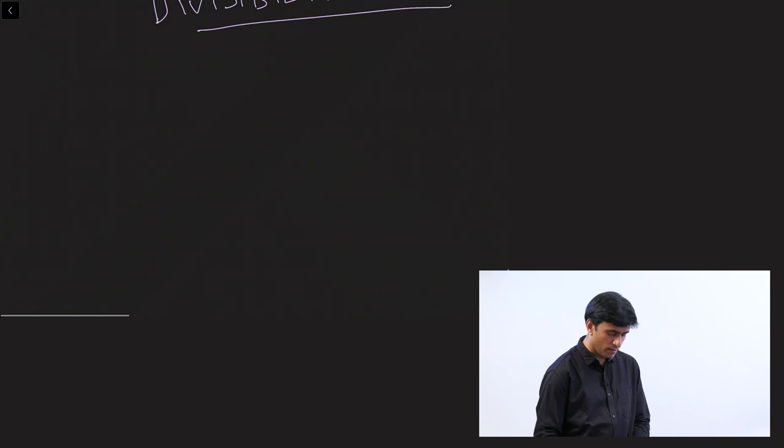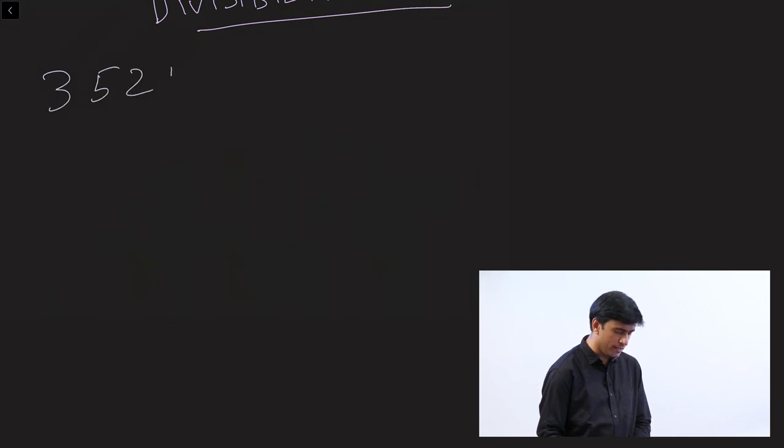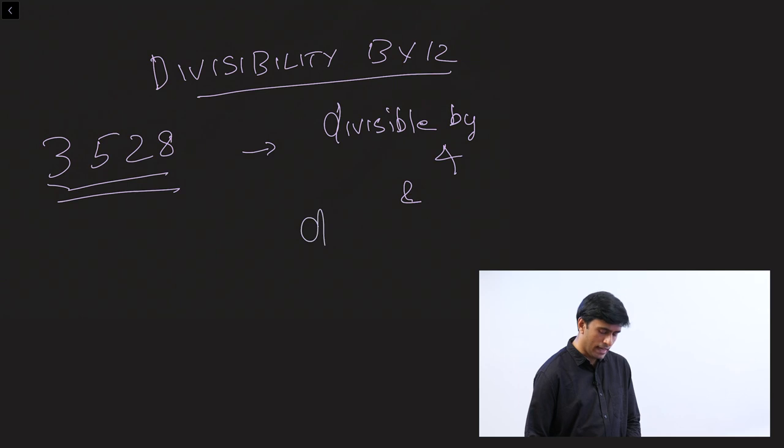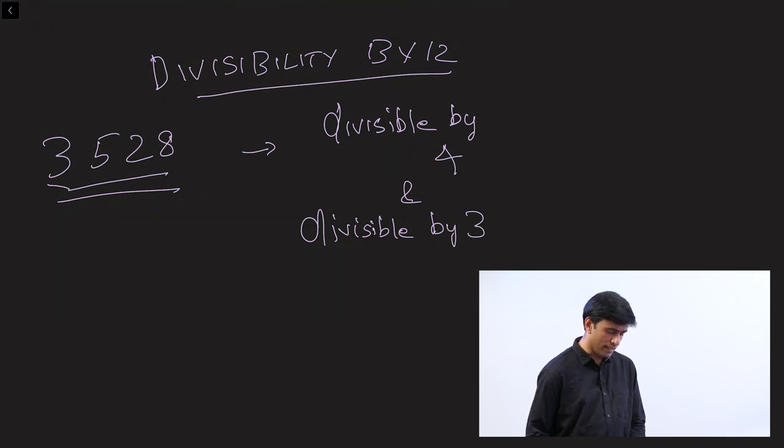How about 12? How do we find if a number is divisible by 12? Divisibility by 12. Let's take an example: 3528. You need to see if the number is divisible by 4 and divisible by 3. Let's look at that.